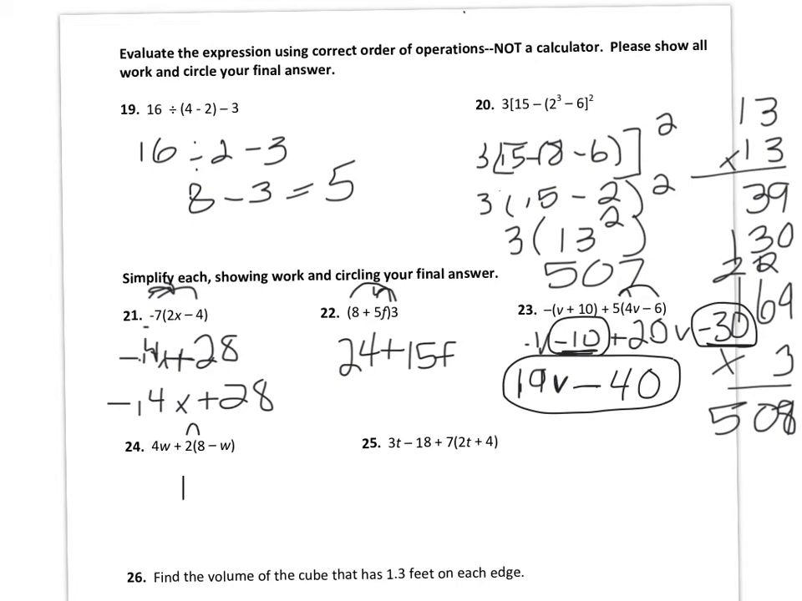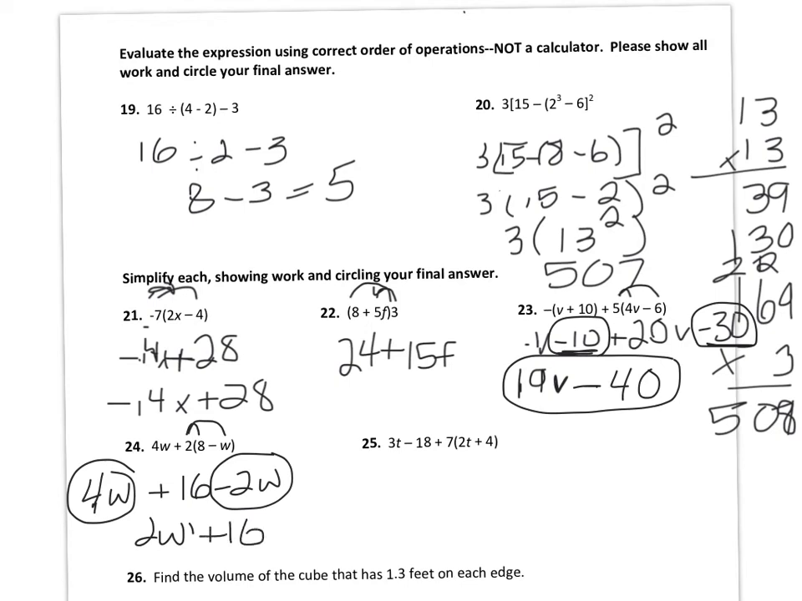On 24, I first have to distribute the 2. So 2 times 8 is 16, and 2 times negative w would be a negative 2w. And I still have this part out front. And now I'm going to combine like terms. The only like terms I have are 4w and a negative 2w. And 4 take away 2 would leave me with 2w. The 16, I don't have anything I can combine it with, so it's just going to stay.